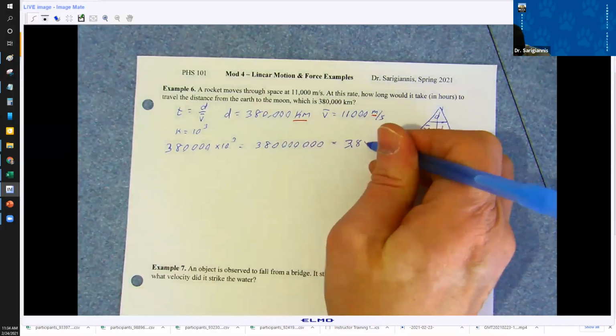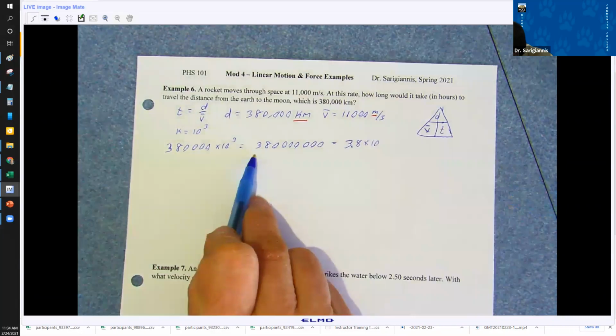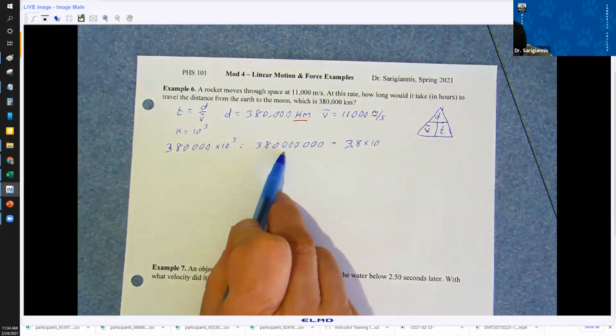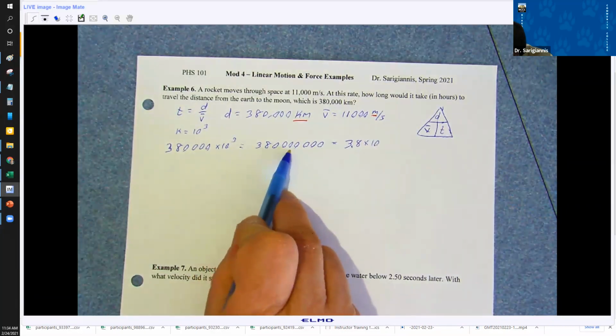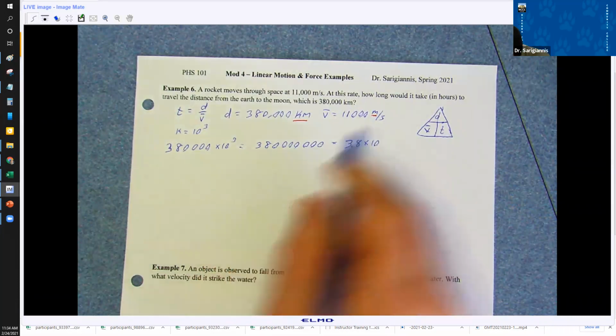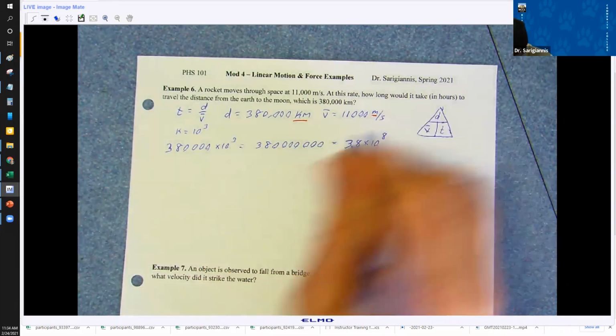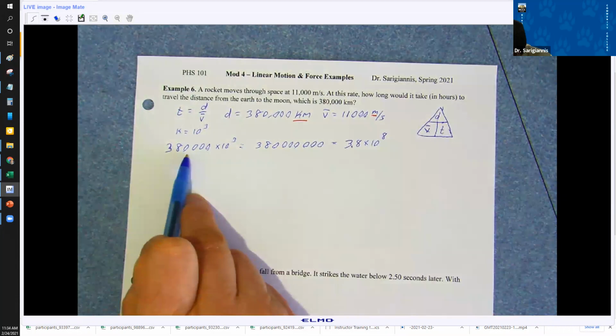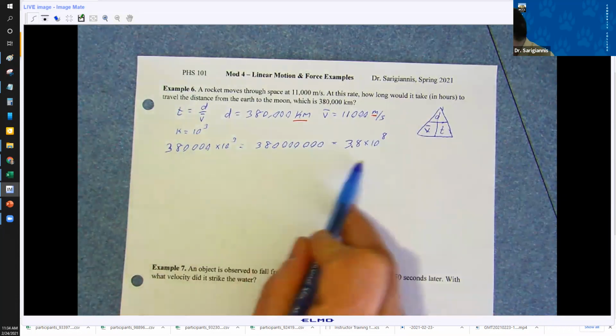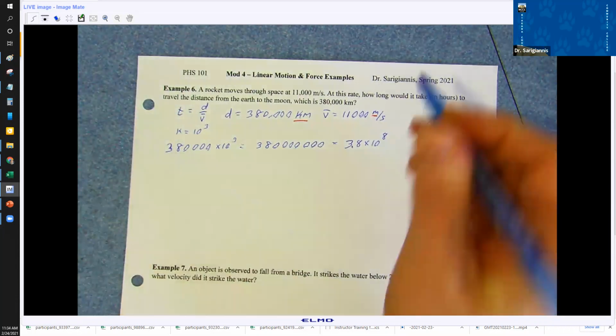3.8 times 10 to the what? We've got 1, 2, 3, oh, sorry, 1, 2, 3, 4, 5, 6, 7, 8. And you could have done that here too, right? 1, 2, 3, 4, 5 plus 3 is 8. 3.8 times 10 to the 8th meters.